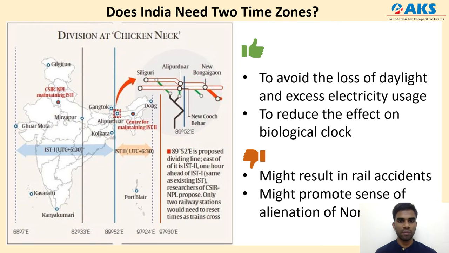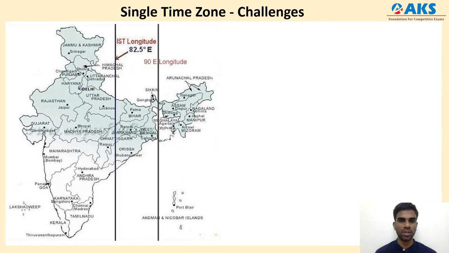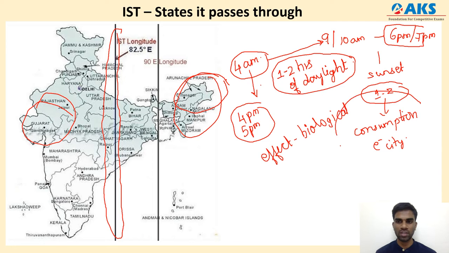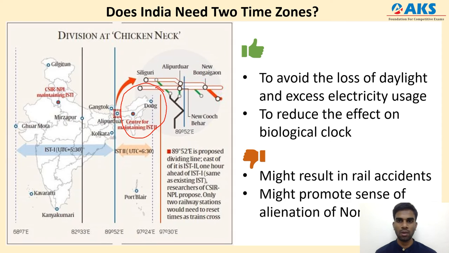So there were demands for multiple time zones in India. There were demands from a long time that we should have a different time zone for the northeastern states so that they do not have to deal with the problems that we discussed earlier, that is the more consumption of electricity and effect on biological clock of the people. So the idea of having two time zones is to avoid the loss of daylight and excess electricity usage in northeast, and also to reduce the effect on biological clock.